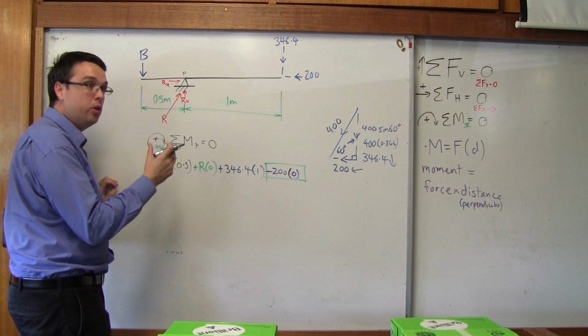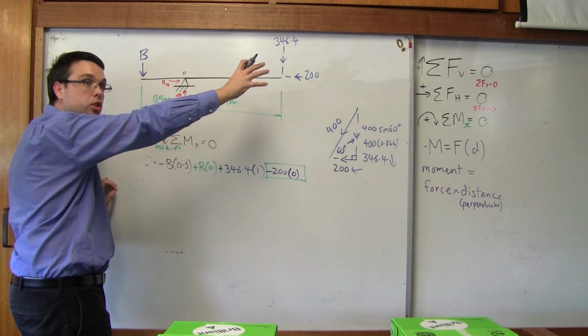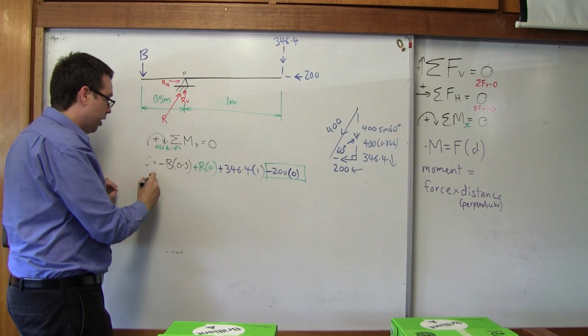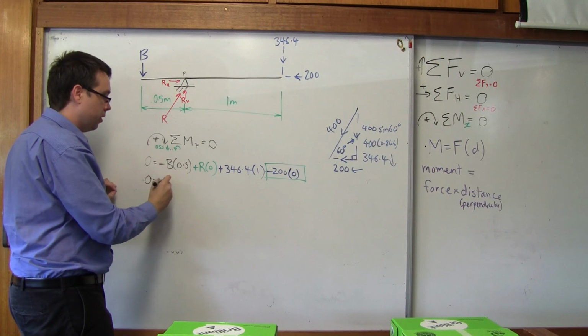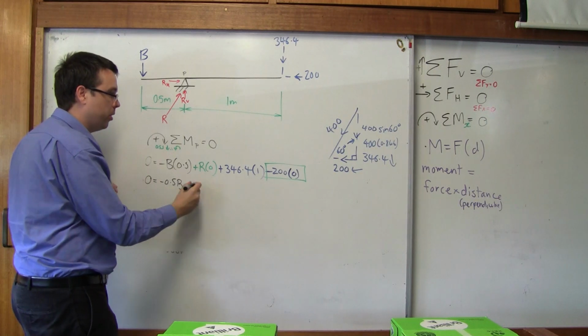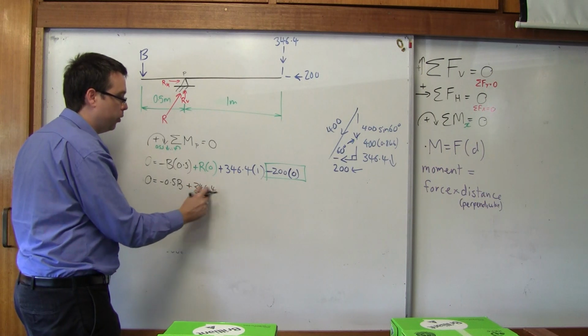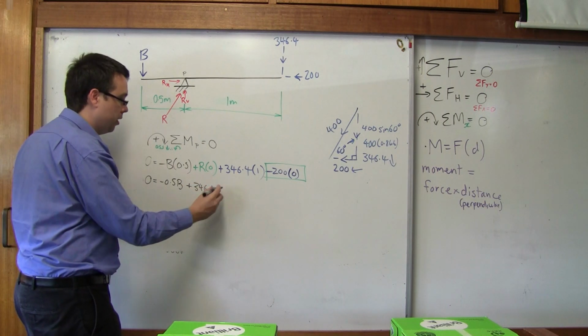Let's have a look at the value of B under this circumstance. Yeah, because the load condition has changed. Yeah, we have a different number. Okay, so 0 equals minus 0.5B plus 0, which we're not even going to bother to write, plus 346.4, right? That's what we've got.